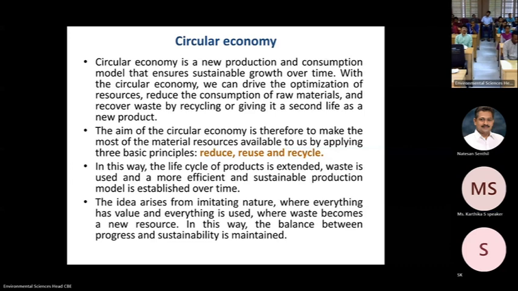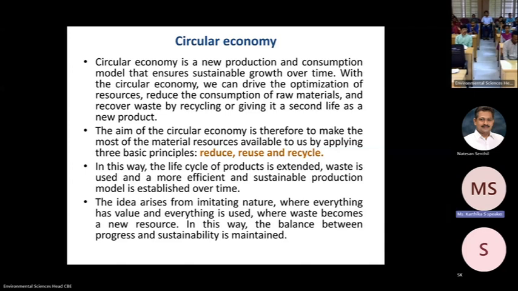Everything, wherever, forever. How can we maintain it? So with this circular bioeconomy, we can drive the optimization of resources. Now, in this situation, we have got to think about resources. How long are they available?